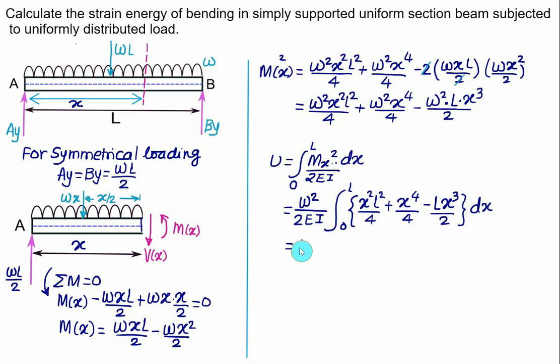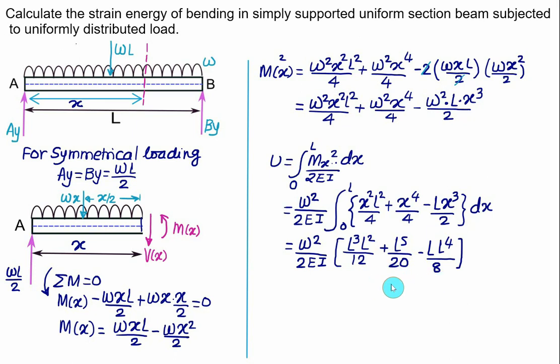We'll get W square divided by 2 times Young modulus and moment of inertia. The integral of x square is x cube by 3. So we have L cube into L square divided by 3 into 4, which is 12, plus the integral of x to the power 4 is x to the power 5, that will be L to the power 5 divided by 4 into 5, which is 20, minus L times the integral of x to the power 3, which is x to the power 4, L to the power 4 divided by 4 into 2, that will be 8. 12, 20 and 8.